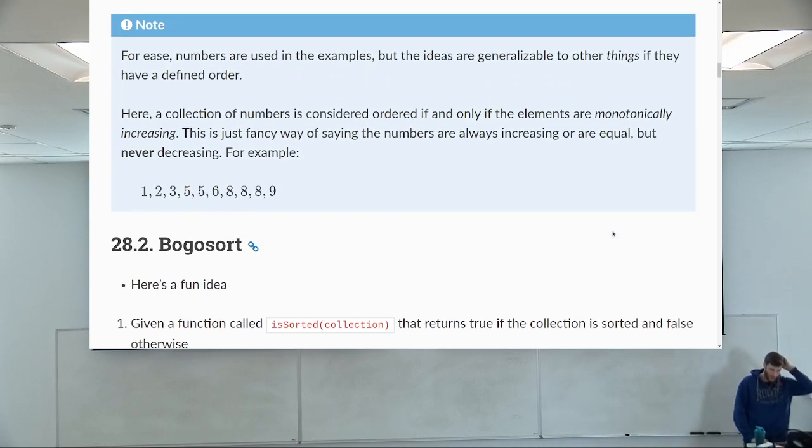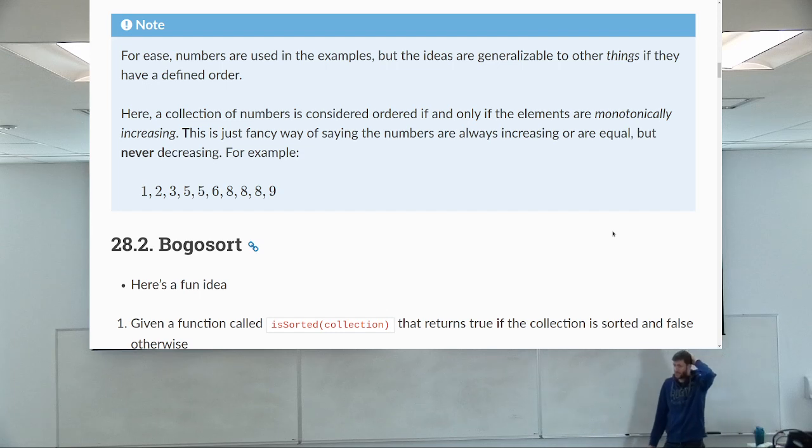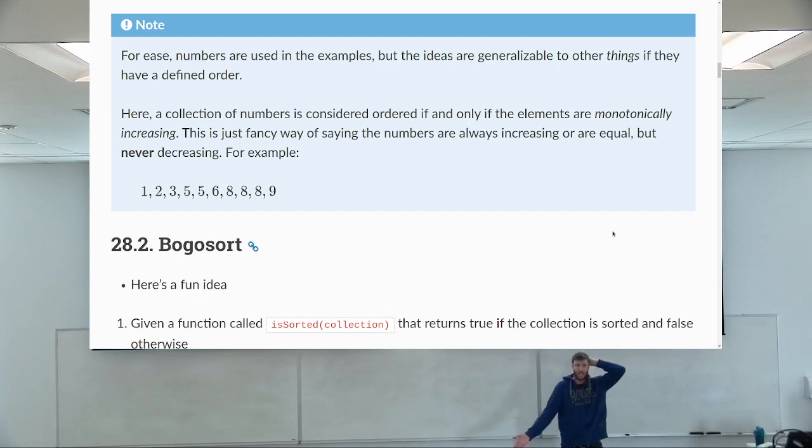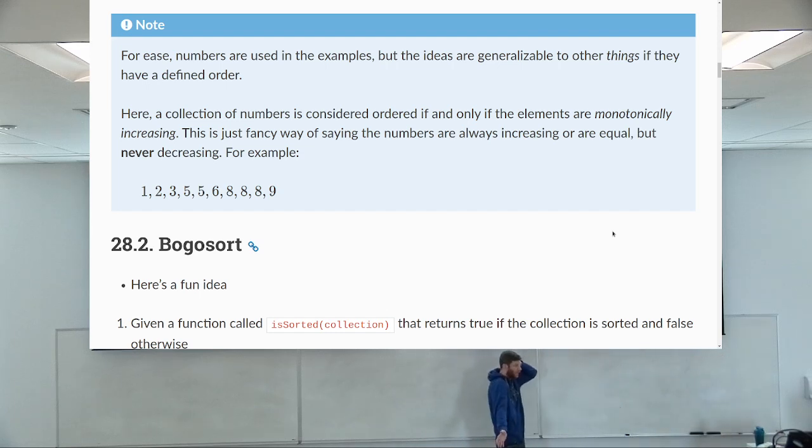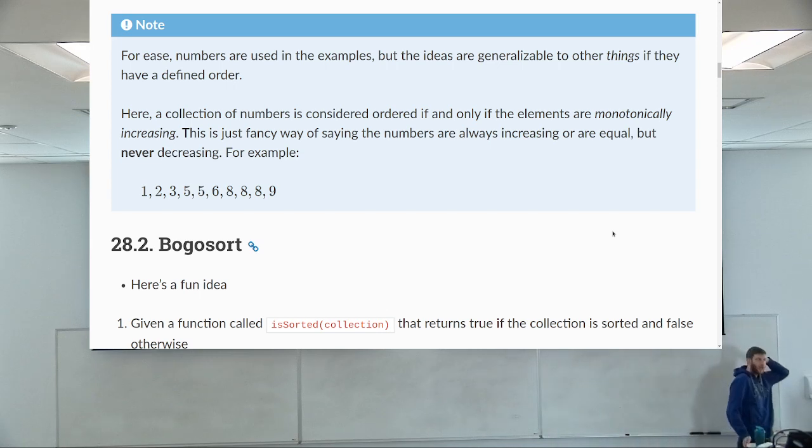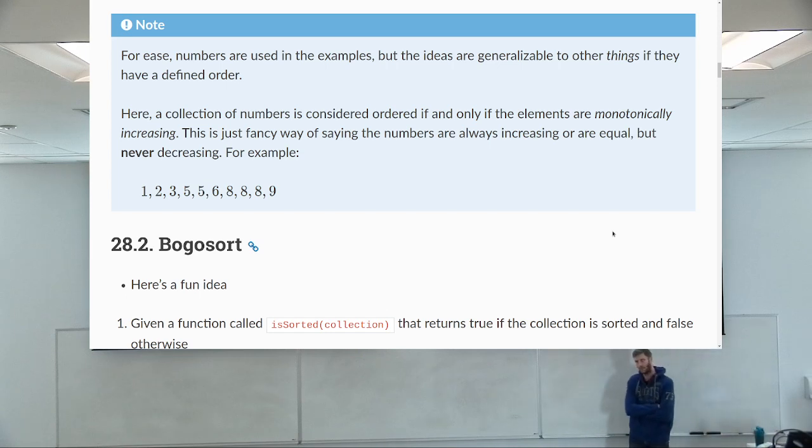Okay, for this particular topic, this is just a note: numbers are used in the examples, but the idea is generalizable to anything that has an ordering defined for it, just to be very clear. Here a collection of numbers is considered ordered if and only if the elements are monotonically increasing. This is just a fancy way of saying the numbers are always increasing or equal, but never decreasing. That's just a fancy way of saying they're ordered.